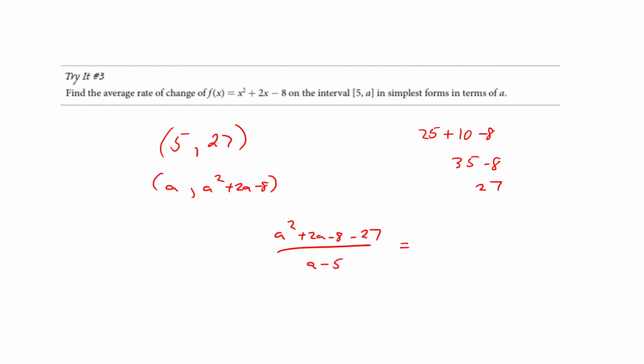So y2 minus y1 over x2 minus x1. All right, so we have this now. This can be factored up here, which is where they're going with that. So I've got a plus 7, a minus 5. Hopefully you're not rusty on your factoring skills there. Cancel, cancel. Get a plus 7.